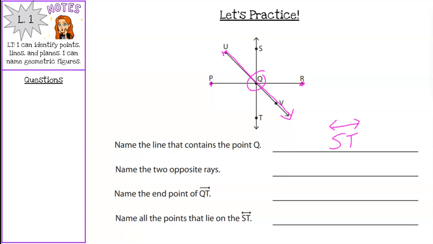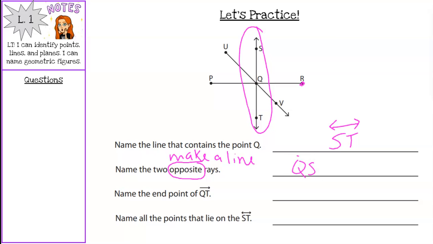Name the 2 opposite rays. Opposite rays just means they make a line. So the 2 opposite rays would be the 2 that make the line. Well, we only have one line here, so it'd be QS. It's half of the line. And then QT. So that's the other half of the line.